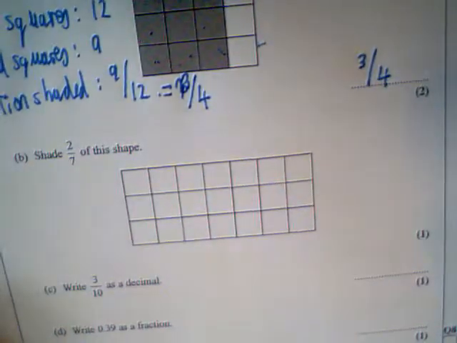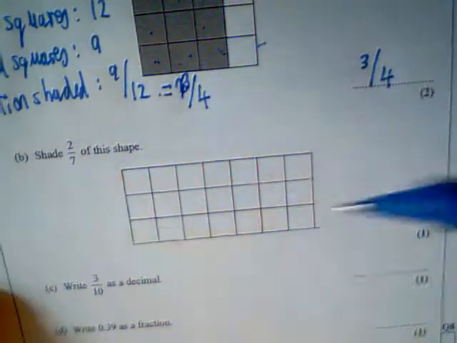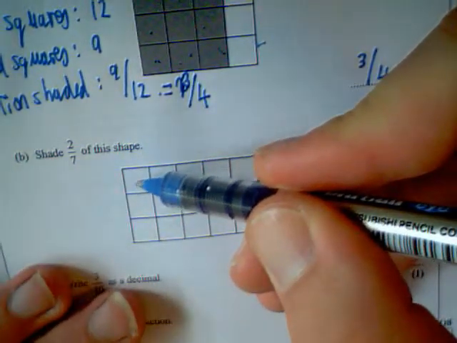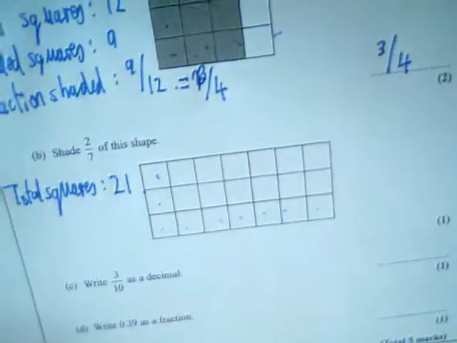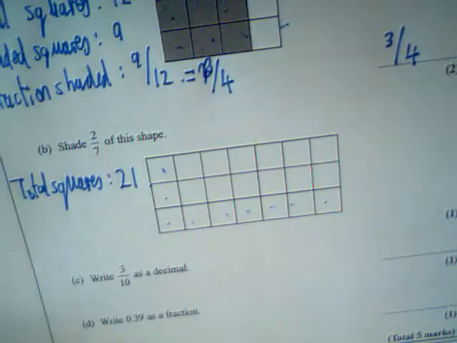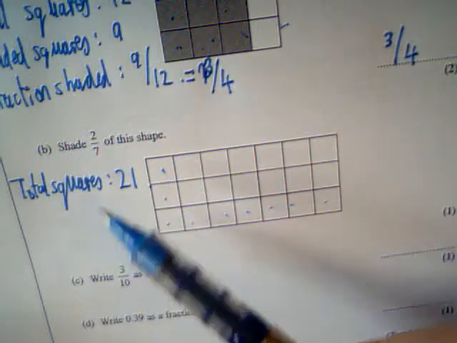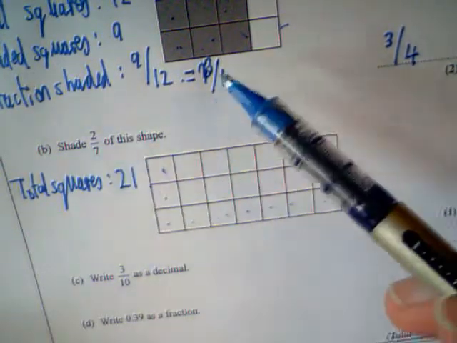Okay, and now it asks B, shade 2/7 of this shape. Okay, so how many total squares? Is 1, 2, 3, 1, 2, 3, 4, 5, 6, 7. So we can write total squares is 21. But we want to shade 2/7 of this. But we notice now that 7 times 3 is 21.